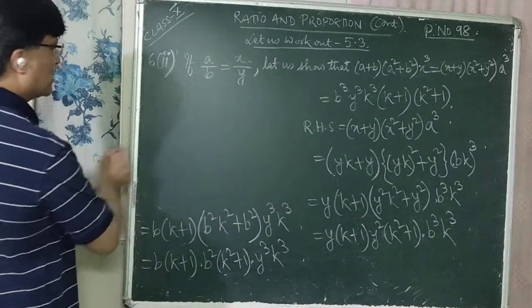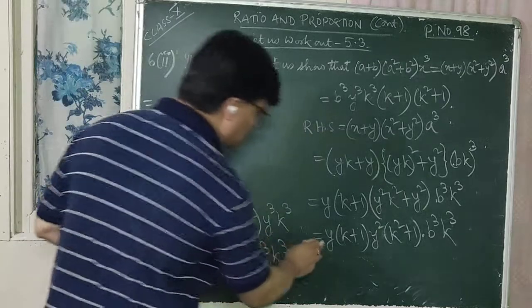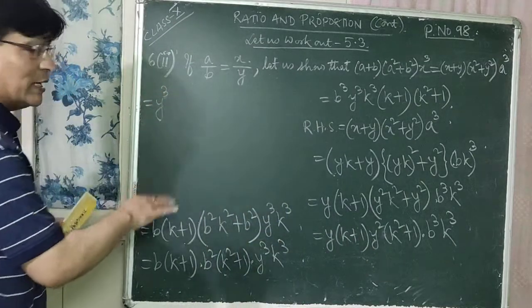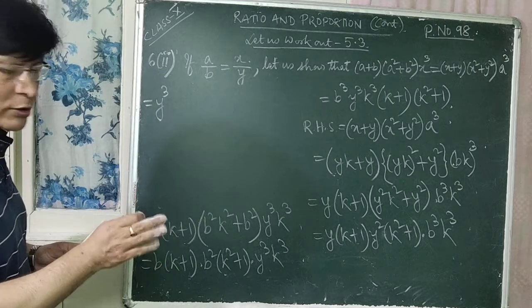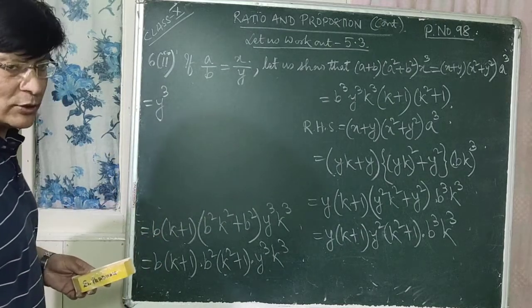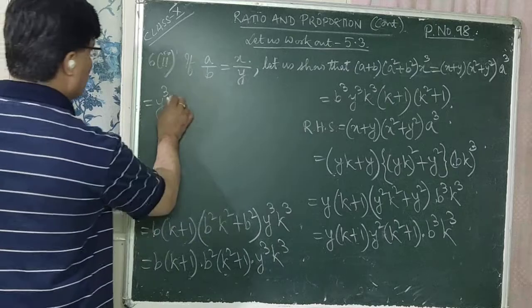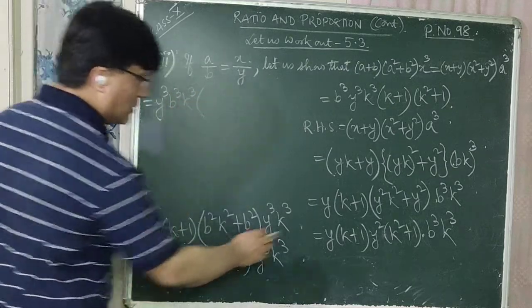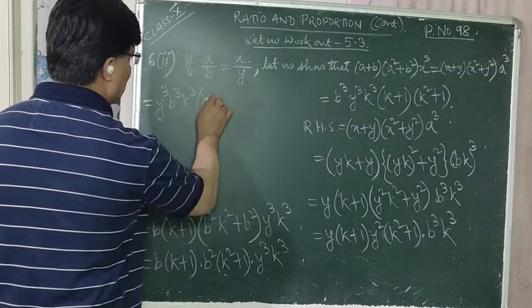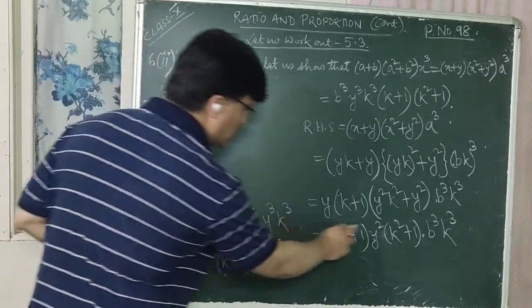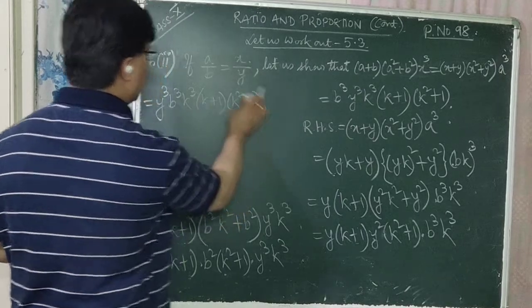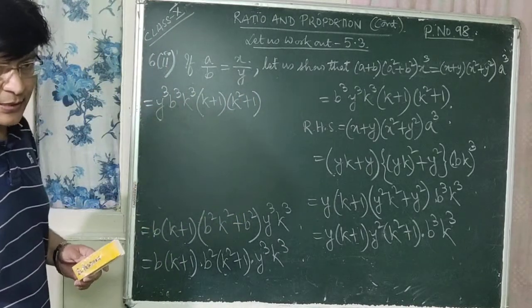So in the next step, you can multiply here. y into y square, let us write y cube. If you multiply them, powers will be added, that is you will get y cube. Then write down b cube k cube. The factor here is k plus 1 into k square plus 1. This is your RHS.